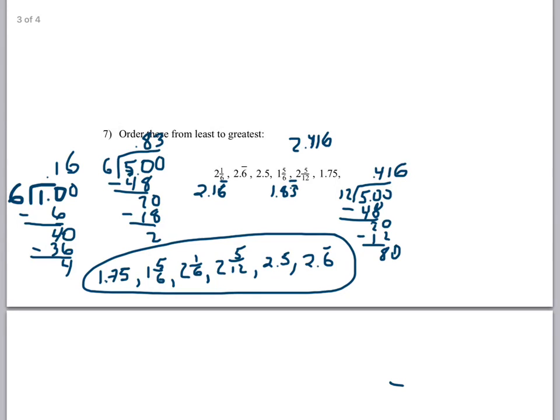The 2 5/12, I hadn't completely finished the problem, but I don't need to because once it became 2.416, I can start to compare it, and I don't need to go any further than that. So 2 5/12 was next. 2.5 was next, and then 2.6 repeating.